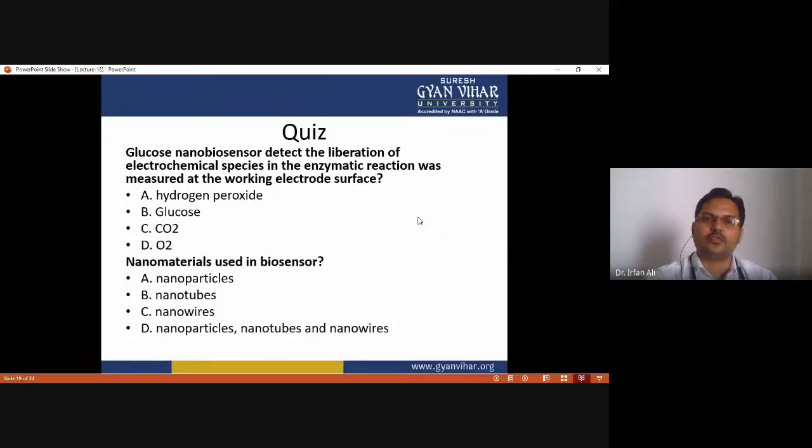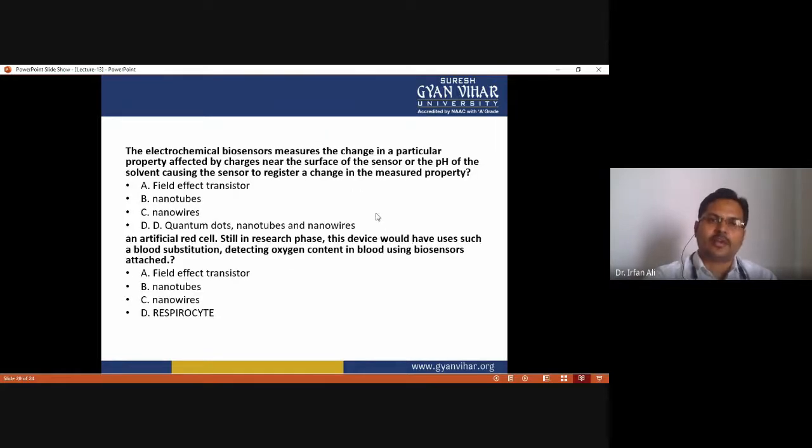The first question is: glucose biosensor detects the liberation of electrochemical species in the enzymatic reaction, measured at the working electrode surface. Okay. Second question, nanomaterial used in the biosensor would be nanoparticles, nanotubes, or nanowires. And the electrochemical biosensor measures the change in a particular property affected by charge near the surface of the sensor or the pH of the solvent, causing the sensor to register a change in the measuring property.